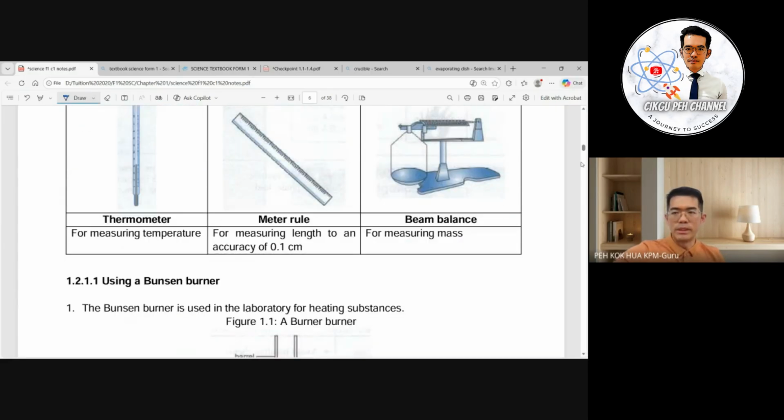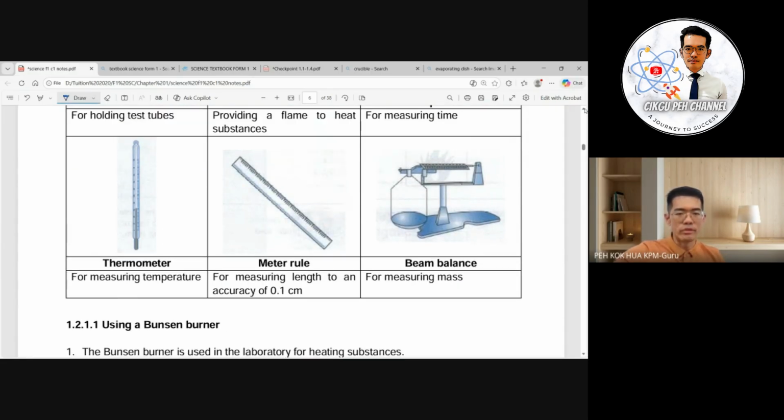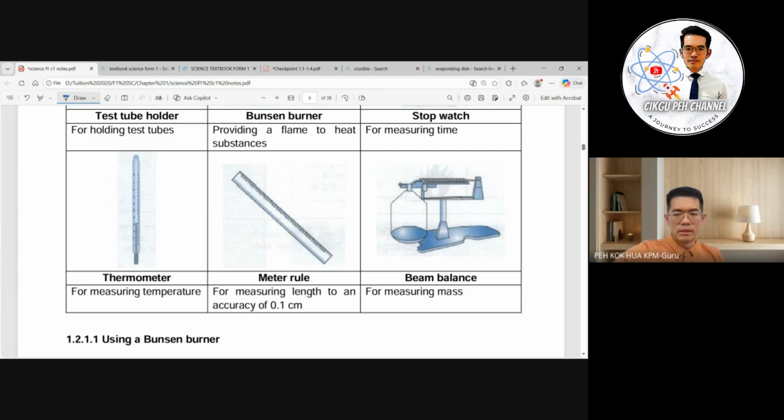Then the next will be thermometer for measuring temperature. Then meter rule for measuring length to an accuracy of 0.1 cm. Okay, see? Accuracy for the ruler will be 0.1, just like the ruler you use for measurement, right? You can just have a look for a ruler. So the accuracy is up to 0.1 cm.